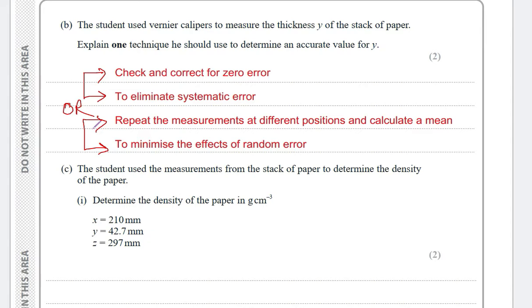The next part of the question says, the student used the measurements from the stack of paper to determine the density of the paper. Determine the density of the paper in gram per cm cube. I want you all to look at the unit very carefully. Gram per cm cube. And what are these x, y, and z values?